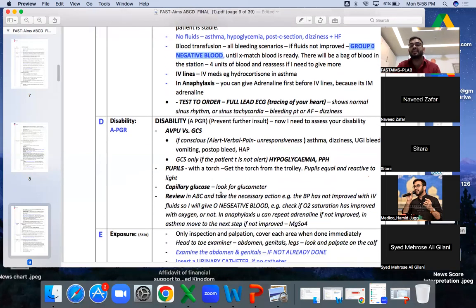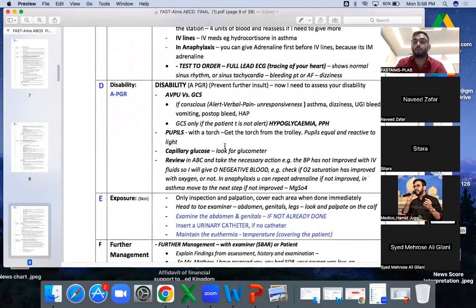Then we come to the next thing, that is disability. Disability, we have already talked about AVPU. AVPU stands for alert, verbal, pain, and unresponsive. So if the patient is alert, you will not say he's alert on GCS, you will say he is alert on AVPU. Just AVPU, just like we say GCS. So in the morning this will be in your mind, what we need to check, AVPU. Because the GCS we have already done above, okay? If the patient is unconscious, then you will be doing AVPU, pupil, capillary glucose, and review. We have already talked about this approach, okay?